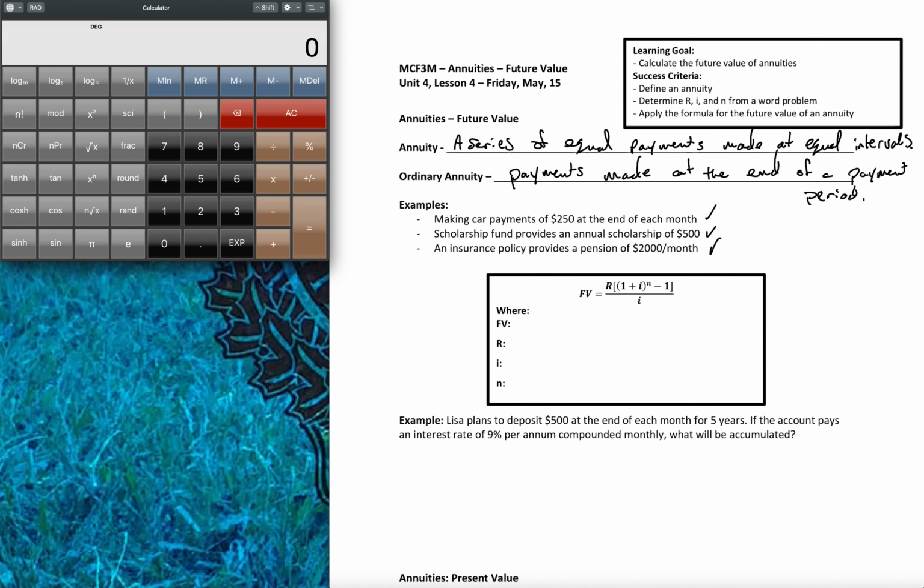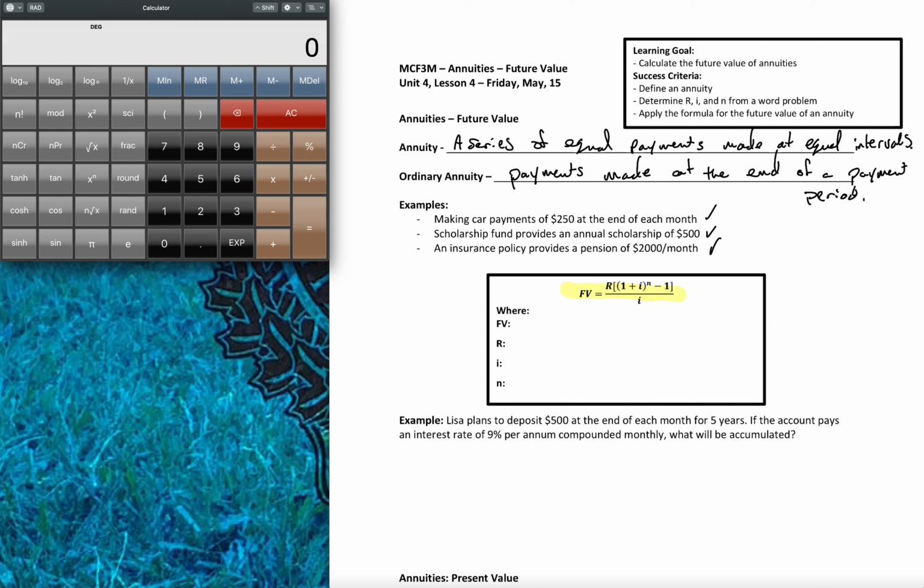There's your equation right here. That's what the future value is. I and N are going to be the same I and N that we've been dealing with. R in this instance changes. It's not little r, it's capital R. And we'll define these here.